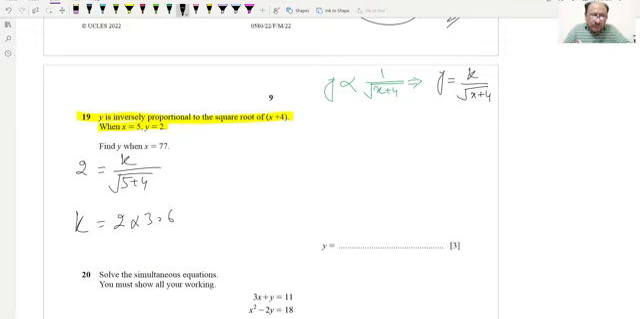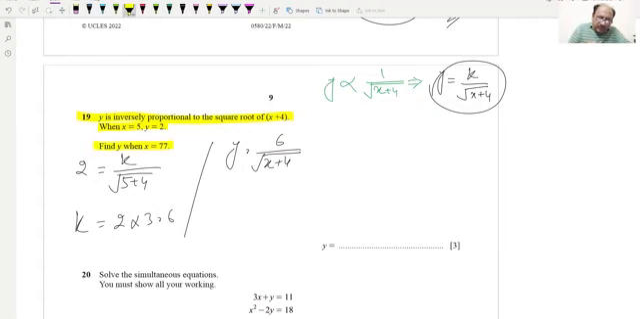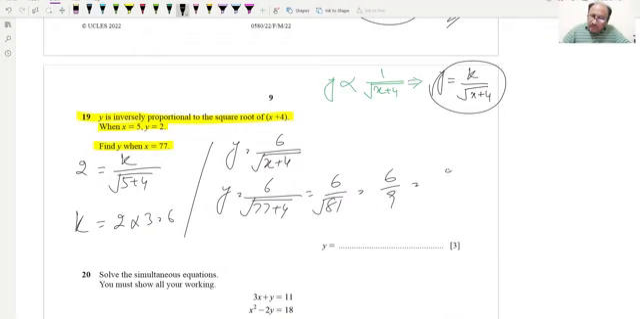So k value will be 6. This k value we can replace in this equation, and our equation will become y is equal to 6 over root of x plus 4. And now they are saying find y when x is equal to 77. So y is equal to 6 over root of 77 plus 4, and this will be 6 over root 81, which is equal to 6 over 9, which we can write as 2 by 3. This will be our final answer, 2 over 3 for 3 marks.